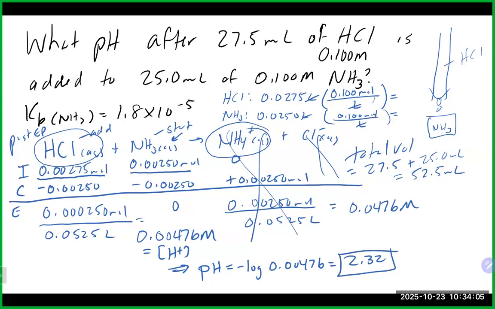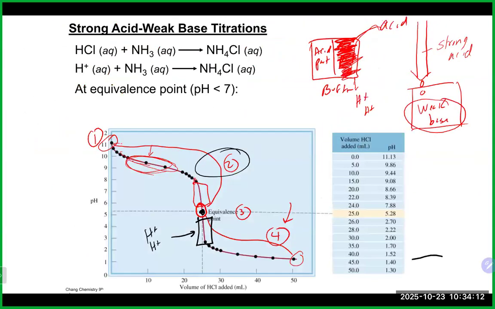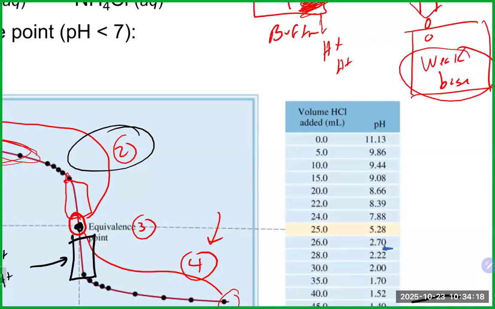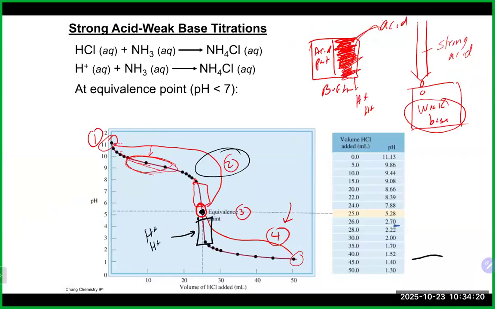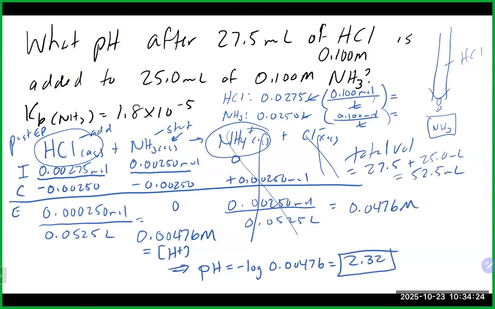Any question about there? We can even take a look, since I think this is the titration in this particular picture. We did 27.5, 2.32. Yeah, it's in between there. So I did pretty good on that one. Any questions on that type of titration?